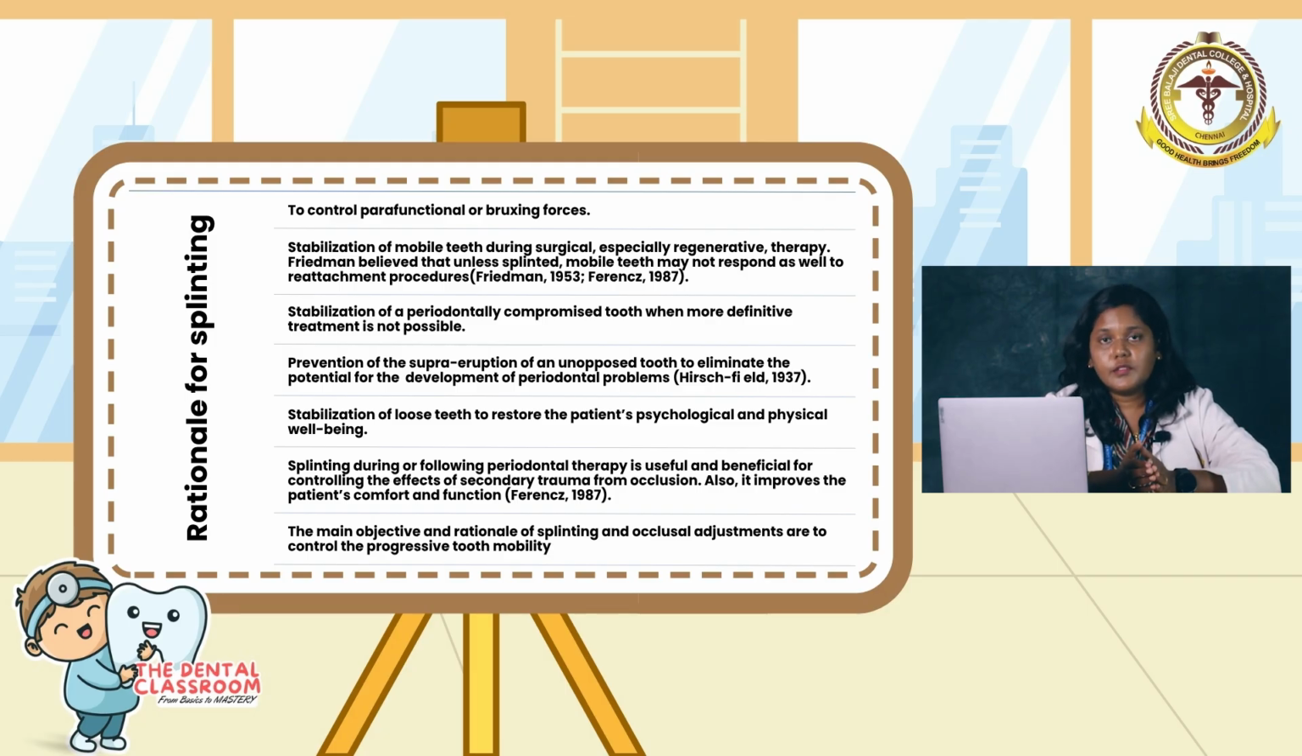And when else can we splint? It can be done post-orthodontically when there is reversible mobility, and for patients who have supra-eruptions. If there are supra-eruptions, they will be prone to more potential periodontal problems in future. Then we can also do splinting for patients who have undergone secondary occlusal trauma, to distribute the forces equally to all the other tissues also. So splinting is mainly recommended for progressive tooth mobility cases.